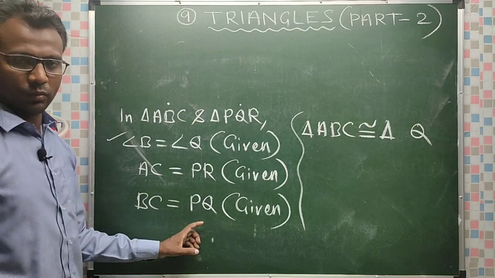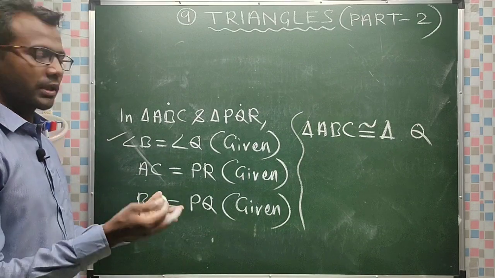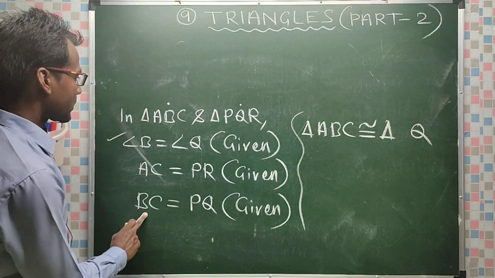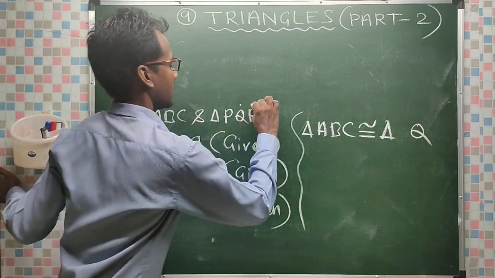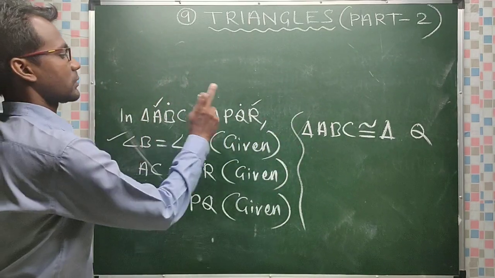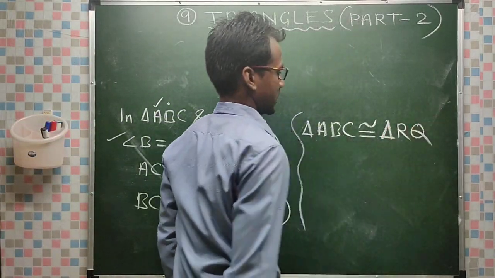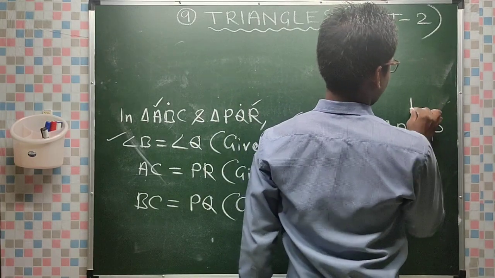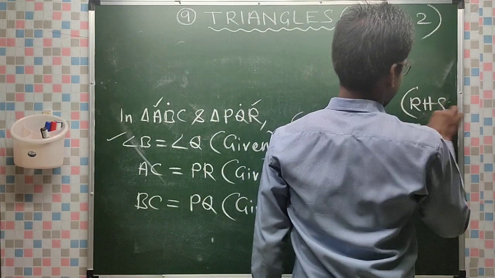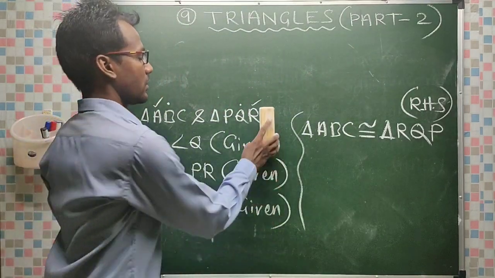BC and PQ are corresponding sides. So the opposite vertices will be corresponding vertices. Let us take the opposite vertices. Opposite of BC is A. Opposite of PQ is R. So A corresponds to R. A first, so R first. The last option is P. This is called RHS. Okay.